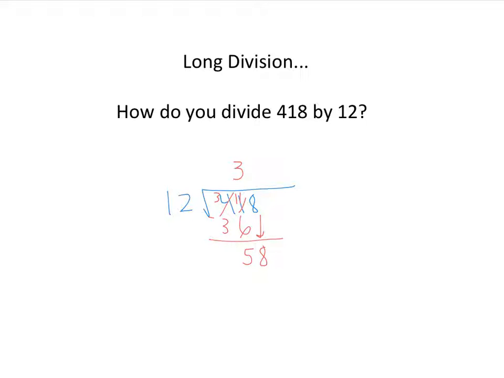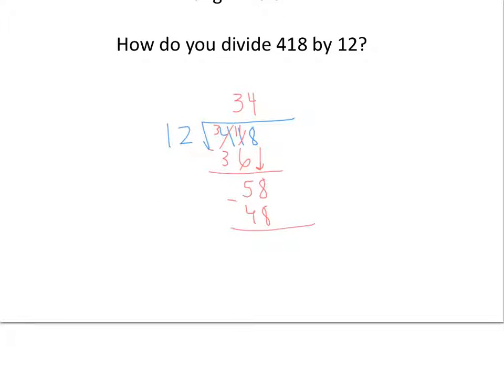So 12 goes into 58 how many times? 4 times. 12 times 4 is 48. And now I subtract again, and 58 minus 48 is 10. And does 12 go into 10? It doesn't. So then I have to write in here a decimal, right? And I'd write in a decimal, bring down a 0.